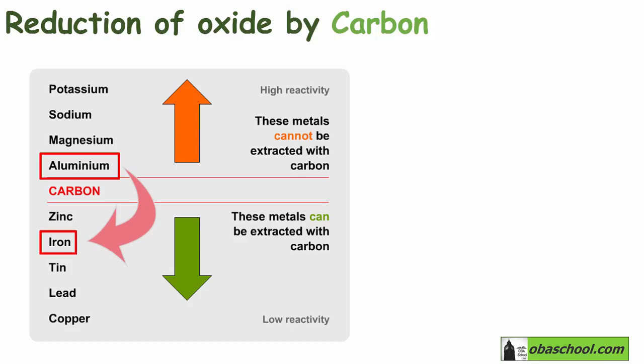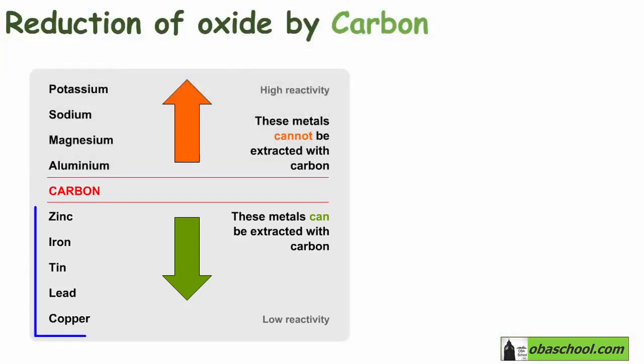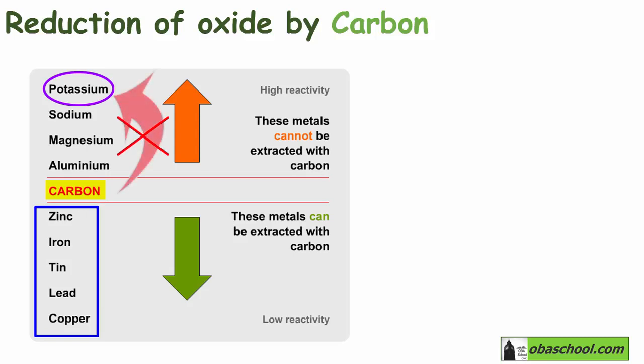In a similar way, for carbon to be able to reduce an oxide and thus to produce a pure form of the metal, the metal must be less reactive than carbon. So it must be below carbon in the reactivity series. For example, zinc, iron, tin, lead, and copper are all metals which can be extracted and reduced by carbon. On the other hand, potassium, for example, which has a much higher reactivity than carbon, cannot be reduced by carbon.